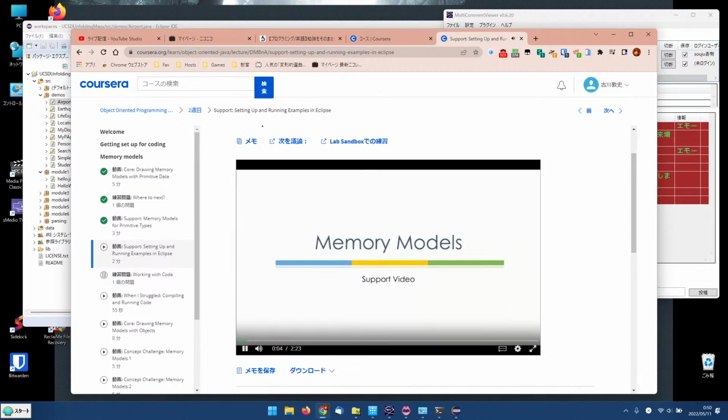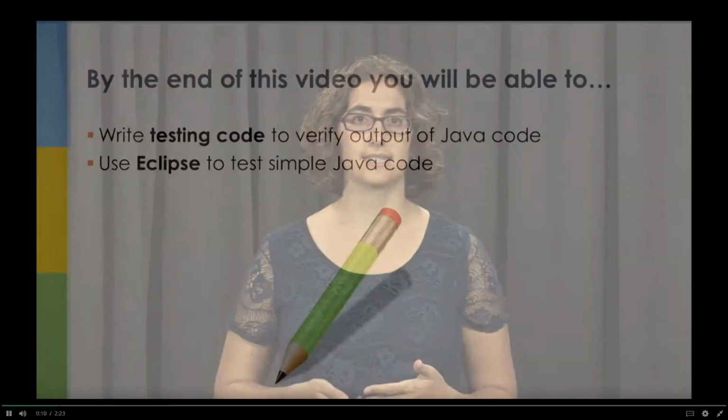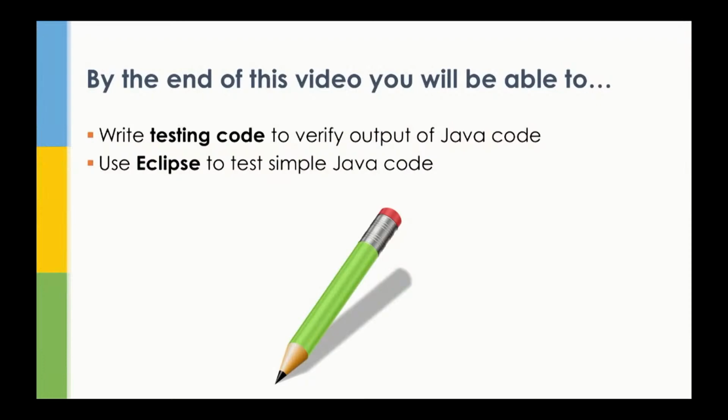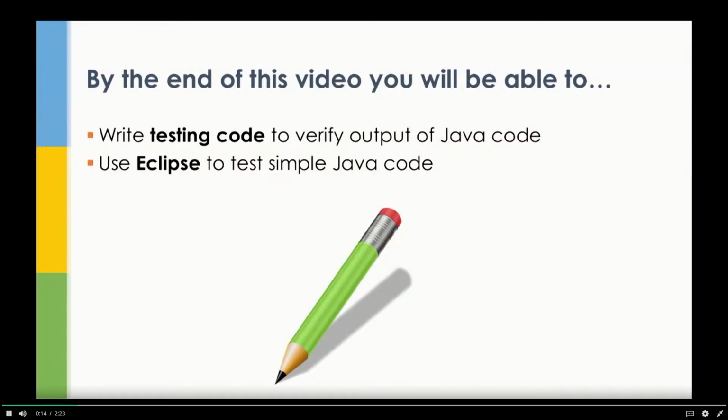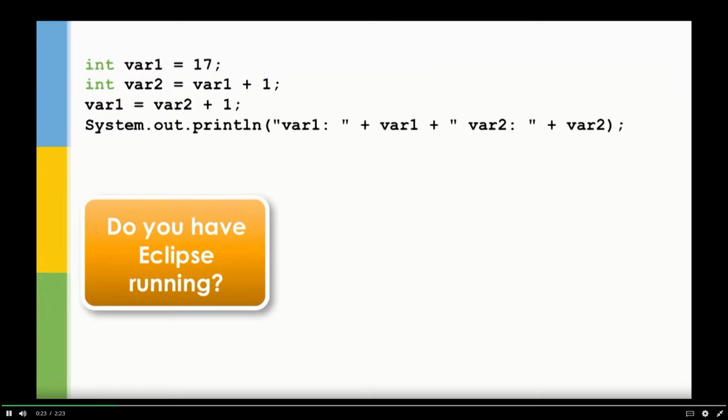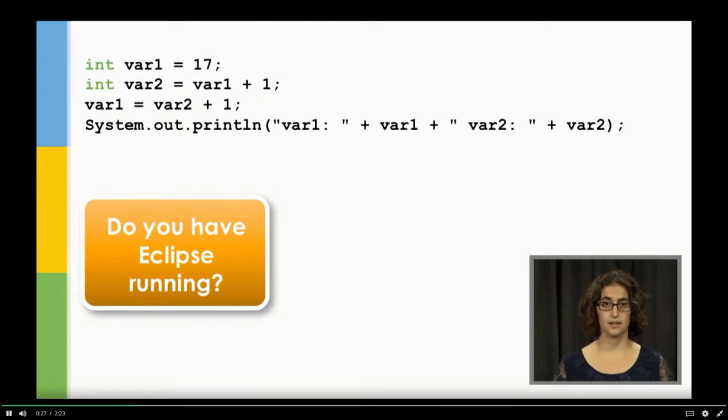So in this support video, we're going to take our work from the previous one. We've traced through some code, and right now what we'd like to do is test it and test our understanding. So by the end of this video, you'll be able to write testing code to verify the output of your trace of some Java code execution, and you'll be able to use Eclipse to run that code. So make sure that you've got Eclipse open and we can work together as we're developing the testing code.